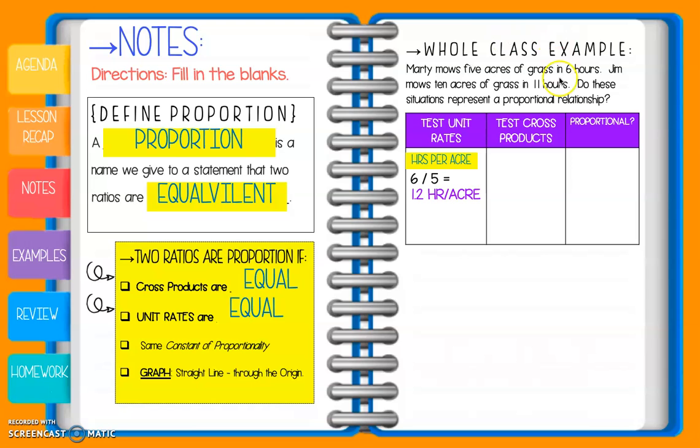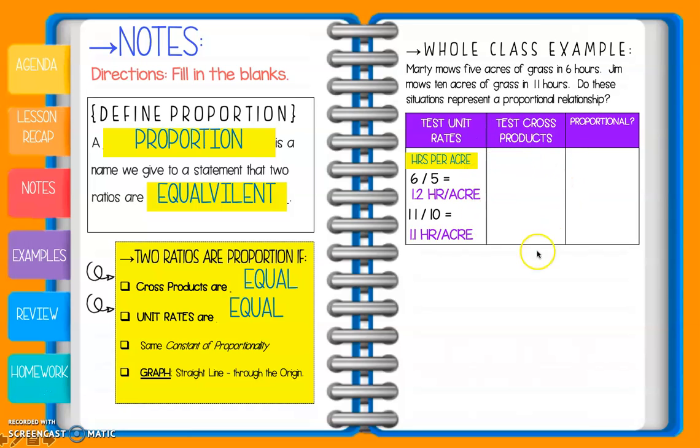Okay. Now for Jim, his division problem is a little bit different. He has 11 hours per 10 acres. So we have 11 divided by 10. And that says that he is spending 1.1 hours per acre. So right now we can see that their unit rates are not the same. Okay. But our next step is to test their cross products.